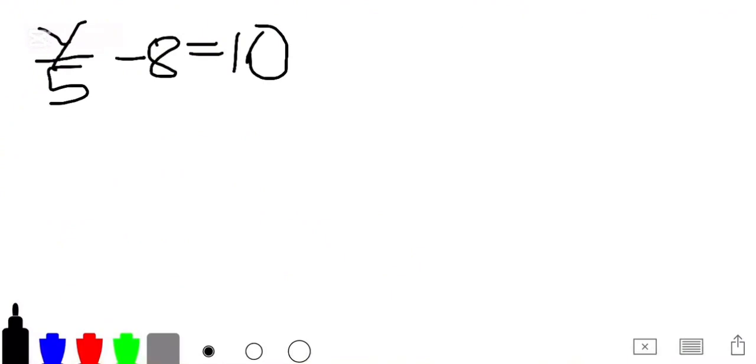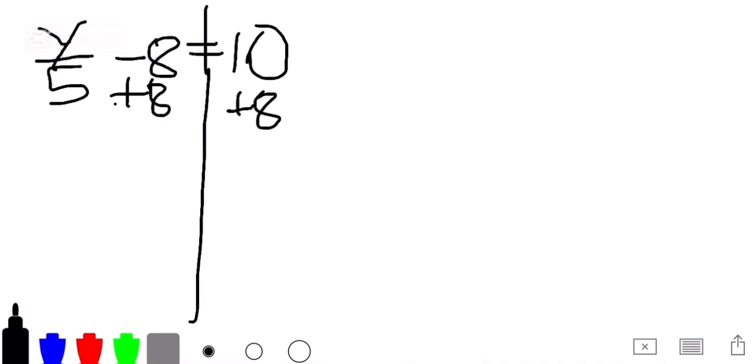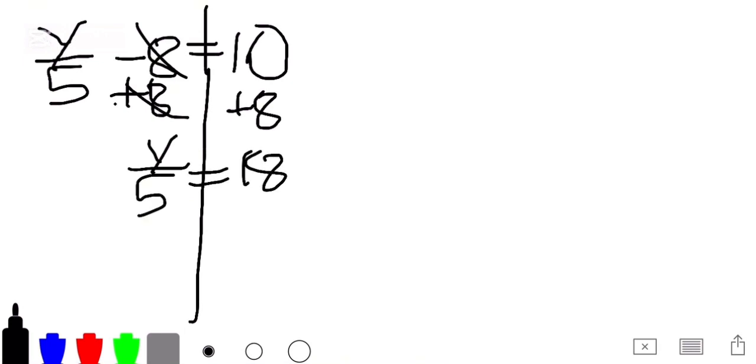Okay, so in this equation we have y divided by 5 minus 8 equals 10. So the first thing we want to think of is reverse BEDMAS. And so to isolate this variable, we have to get rid of the minus 8. The opposite of subtracting is addition. So we add 8 on both sides of the equation. You don't have to add this line, it's just helpful to show the different sides of the equation. And this cancels out, and we are left with y over 5 equals 10 plus 8. And so y over 5 equals 18.